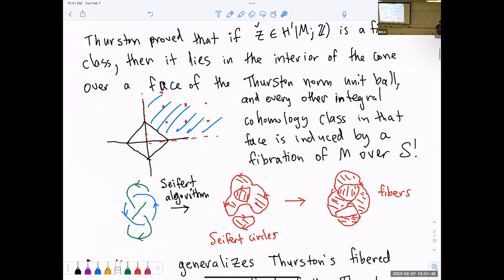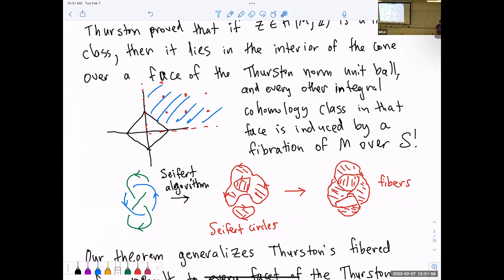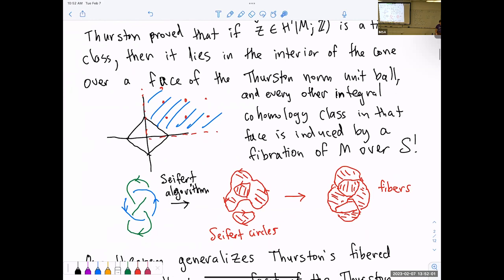The Euler characteristic adds, so this is Euler characteristic minus two, and that's why the unit point is half of that. The norm is two, and you take half of that to get the point on the unit ball. Okay, so that's an example of the Thurston norm and his fibering theorem.